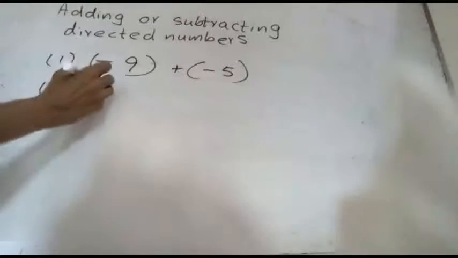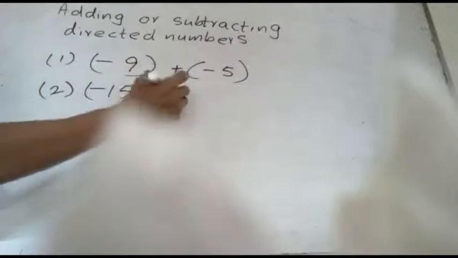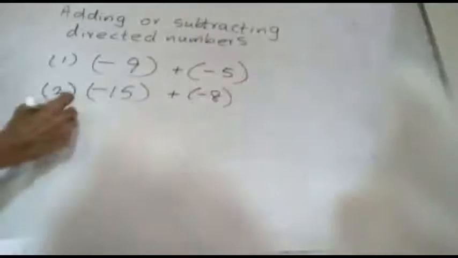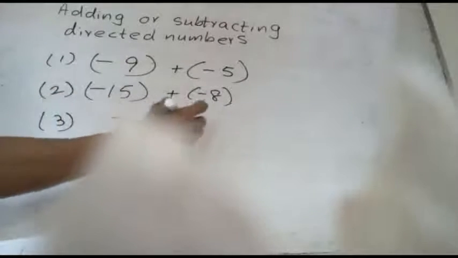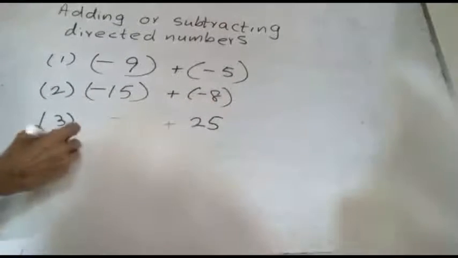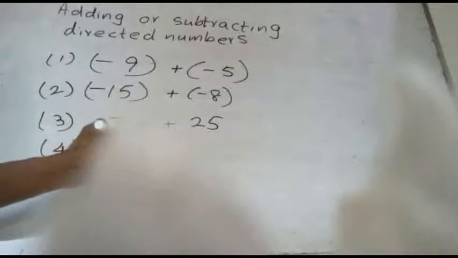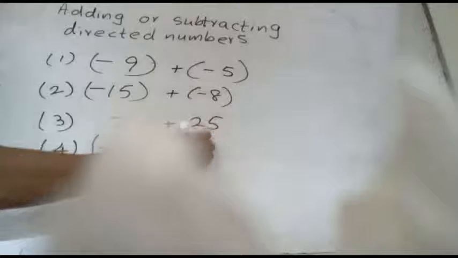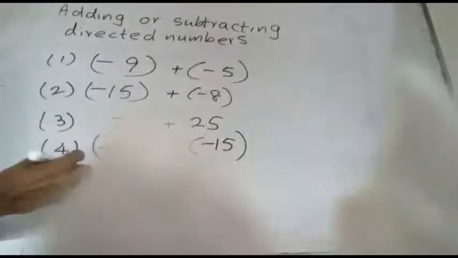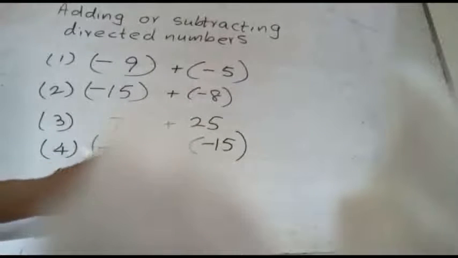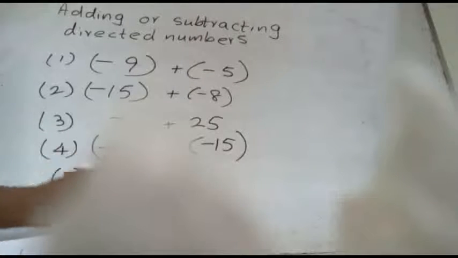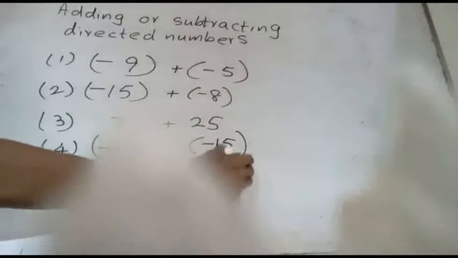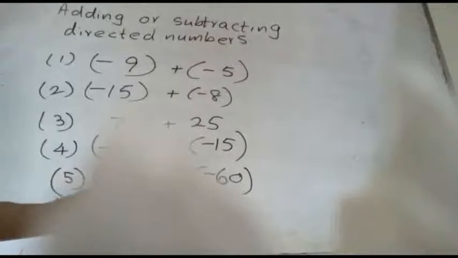Second one. Negative 15 plus negative 8. Third one. Positive 7 plus positive 25. Fourth one. Negative 35 plus negative 15. Fifth one. Negative 70 plus negative 60. Sixth one. Negative 9 plus negative 6.